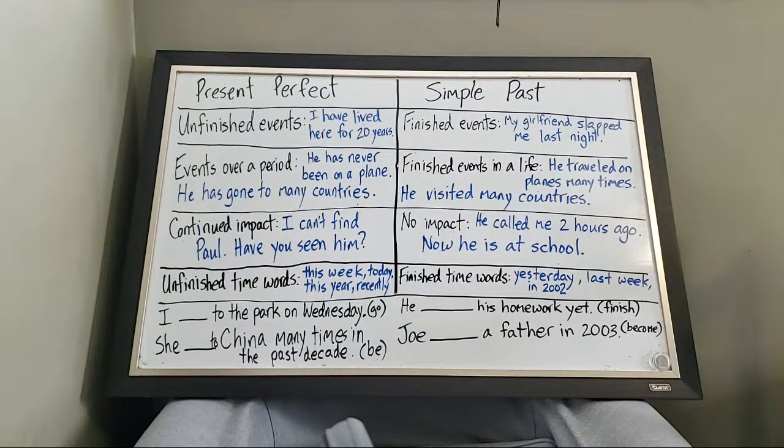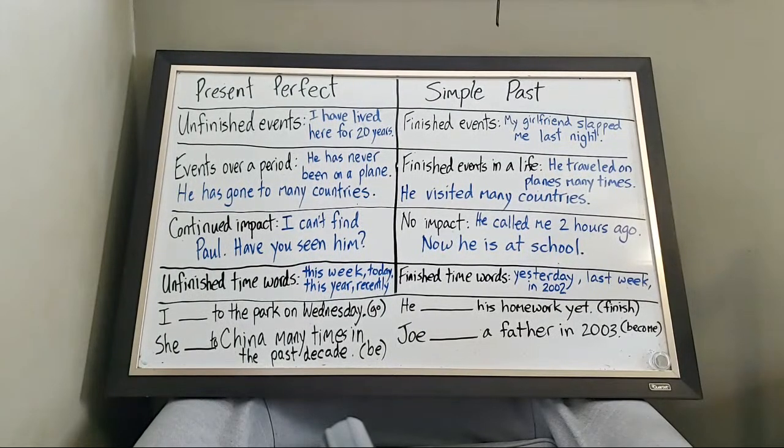So the present perfect is for unfinished events. So I have lived here for 20 years. So it's not over. I'm still alive. I'm still here. Okay? So I have been to many hockey games. So I'm not dead yet and I'll probably still go to hockey games in the future. All right, something like that. It's unfinished. Okay? I have been married for many years. Okay? I'm still married. I said hello to my wife this morning and she seemed happy. So I'm still married. It's not over.